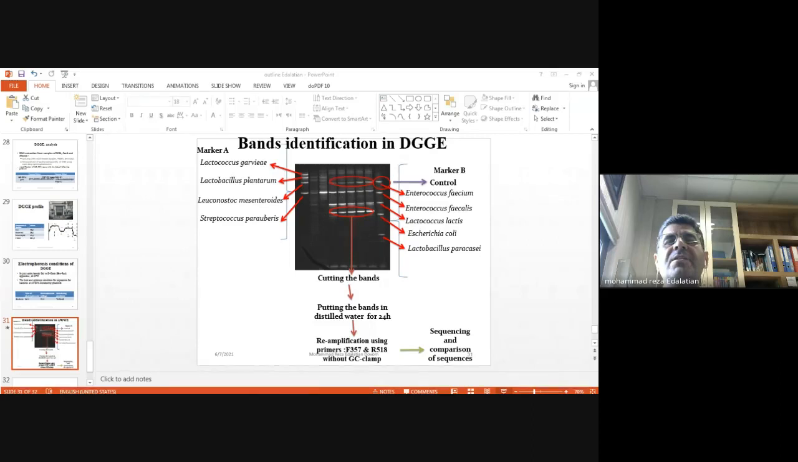After sending the PCR product and the bands to the sequencing centers, they will send us the results of sequencing, and we can compare them with NCBI and GenBank. We can identify the isolate, like lactic acid bacteria, with NCBI or GenBank.